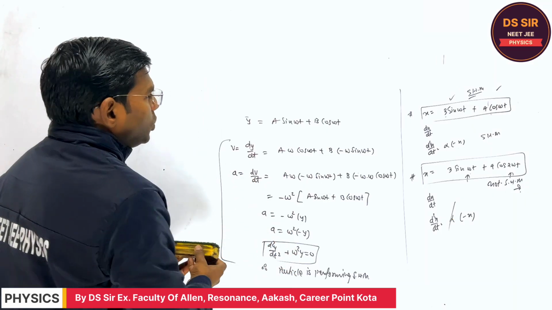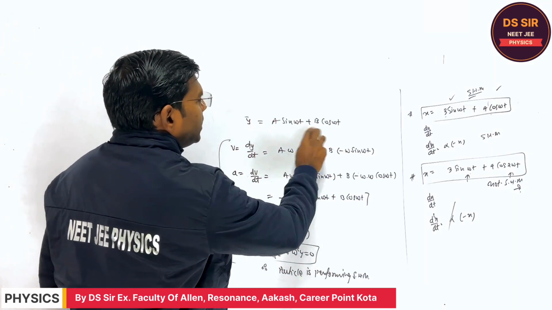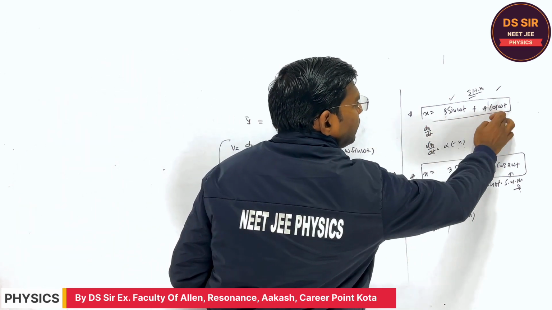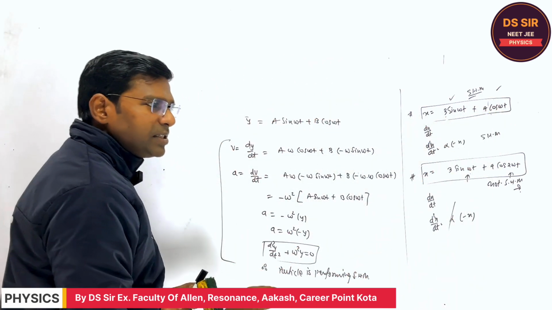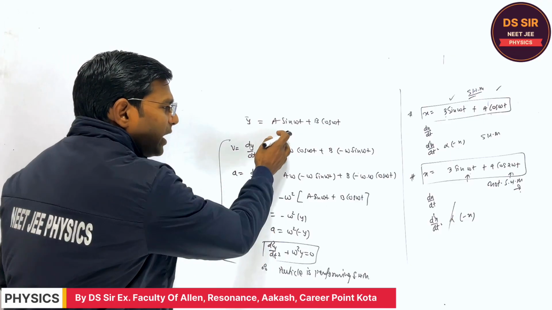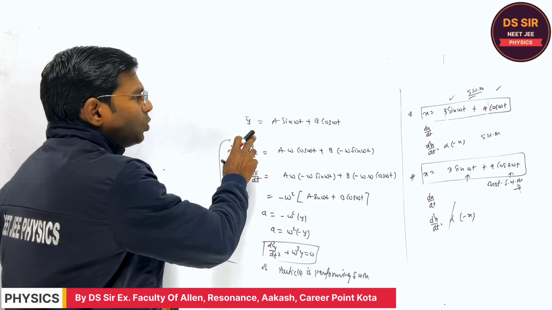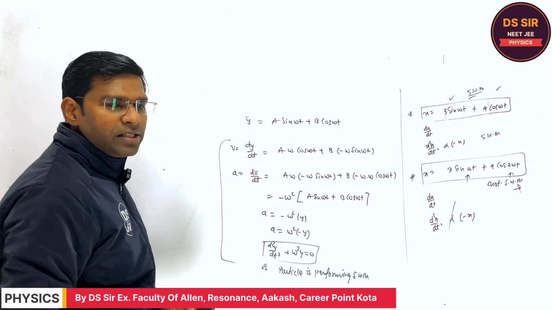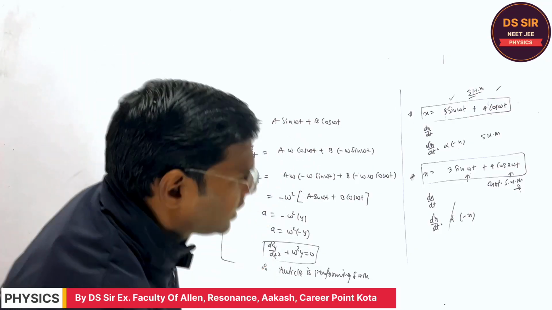Listen one thing. You will remember this type of expression, a sin omega t plus b cos omega t, for example 3 sin omega t plus 4 cos omega t. It always represents SHM. It should be in your mind. This is the combination of two SHMs in the x direction. What is their amplitude? Right, listen one thing.